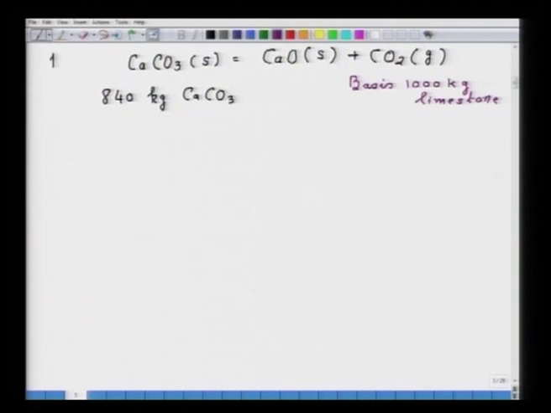So, 840 kg CaCO3, 80 kg MgCO3 and 80 kg water. So, this is all given to us. Now, we can straight away calculate the calcined product.